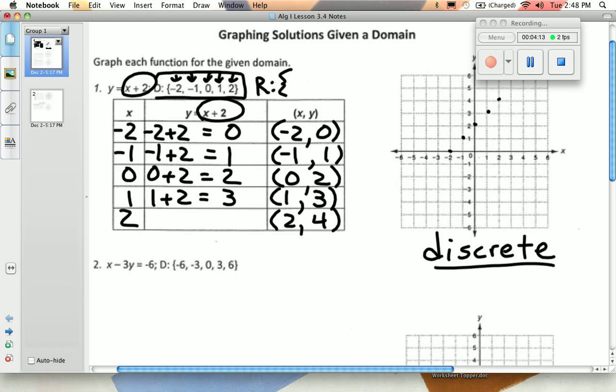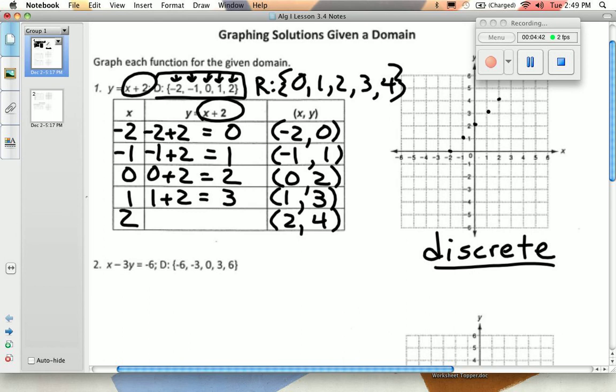Okay. And then the only thing we have left to do, even if it doesn't tell us to do all these things in our homework, these are all the things we're going to do. We're going to decide, okay, first of all, should I have a discrete or continuous graph? And then let's get the ordered pairs that'll help me make the graph, and then let's state the range. Okay, what is the range for this one? 0, 1, 2, 3, 4.